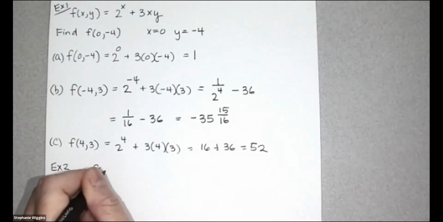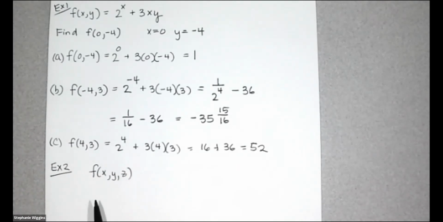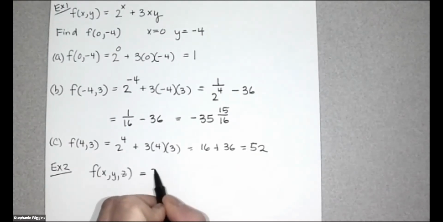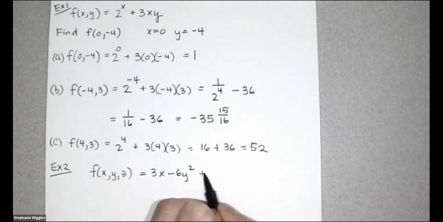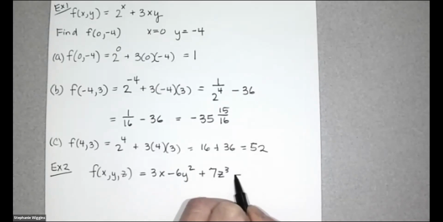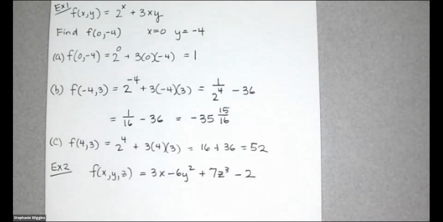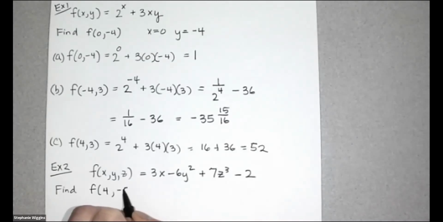This time our function depends on x, y, and z. So z is an independent variable as well as x and y. And our function is given to us as 3x minus 6y squared plus 7z cubed minus 2. So this is a polynomial function in 3 variables. And we want to find f of 4, -5, 3.